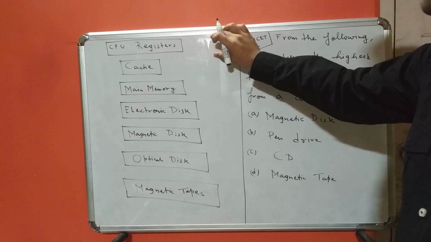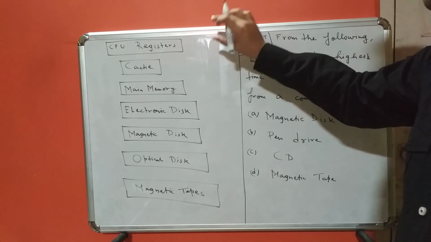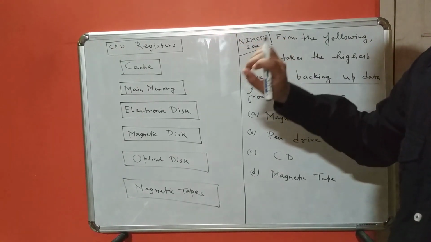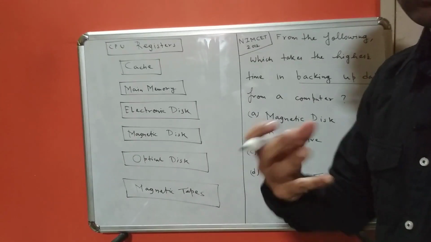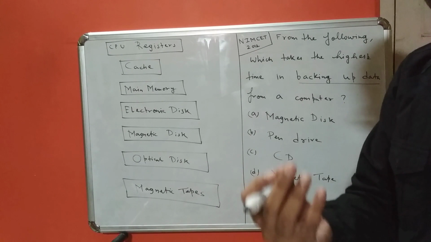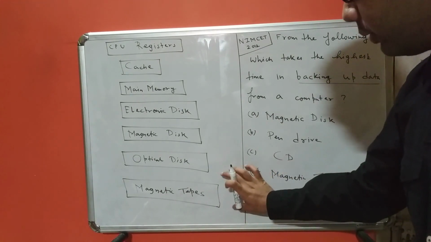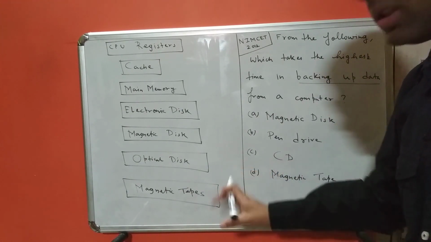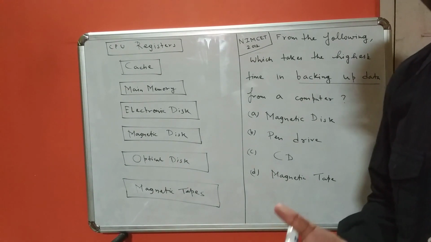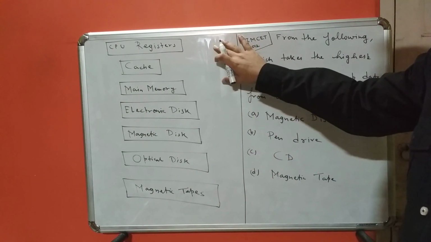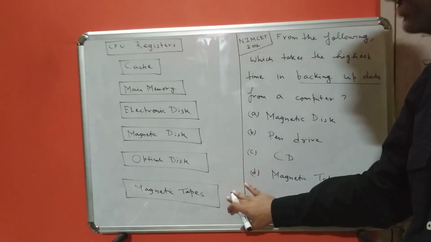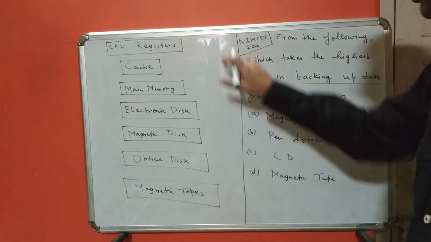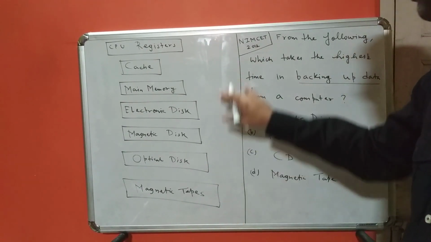Another point is, in CPU registers the access time is the least. That means the time taken to retrieve data from CPU registers will be the least, and the time taken to retrieve data from magnetic tapes will be the maximum. Another point is cost. As you go down, your cost will decrease.